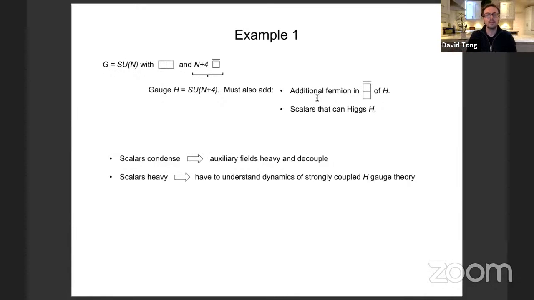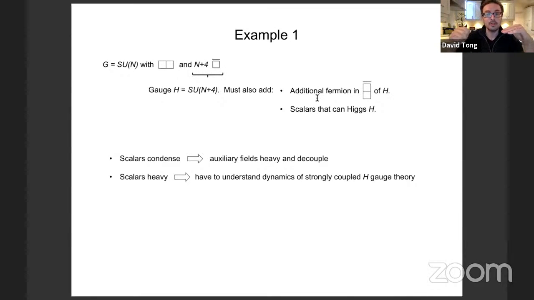Yeah. So I've gauged this H. I should add some scalar fields, as we've said, to make sure that I can decouple H. Once I've added the scalar fields and I Higgs H, I can get rid of all the extra stuff. So there is a limit where the scalar fields condense, where all of this auxiliary stuff goes away, and I'm left just with the massless fermions that I started with.